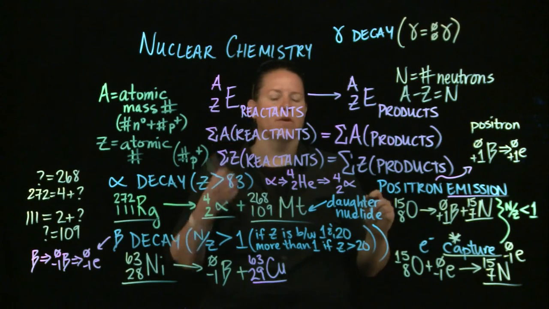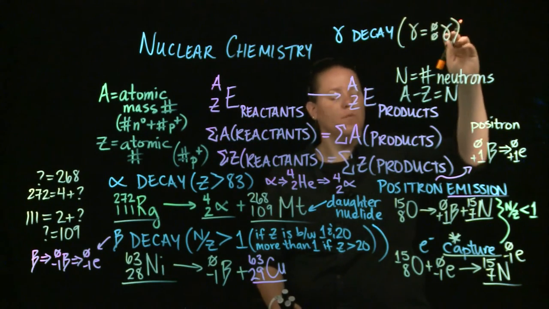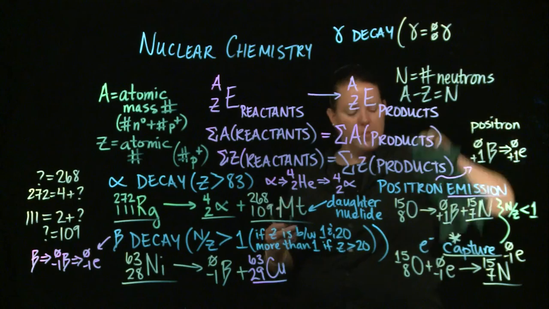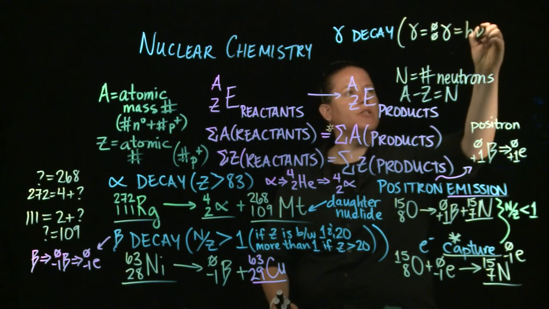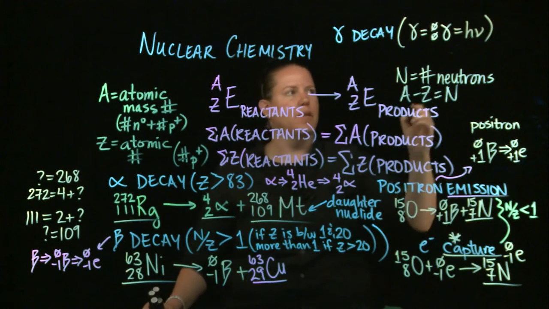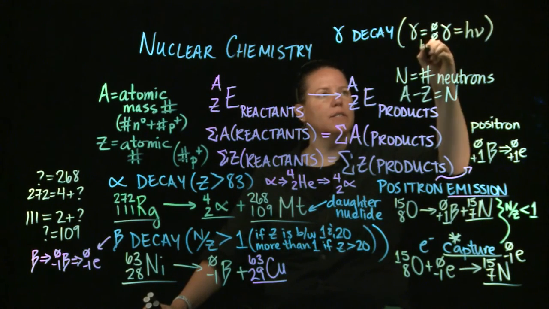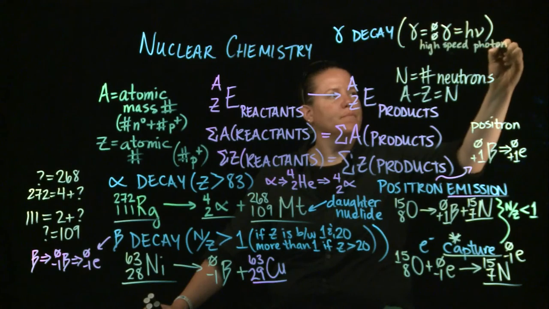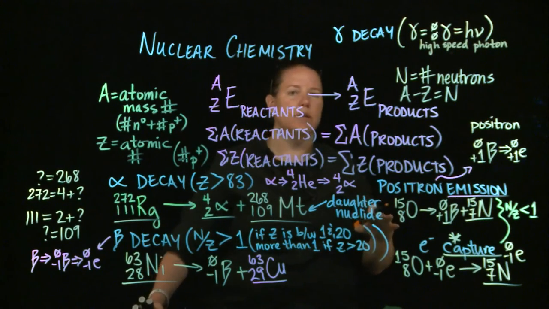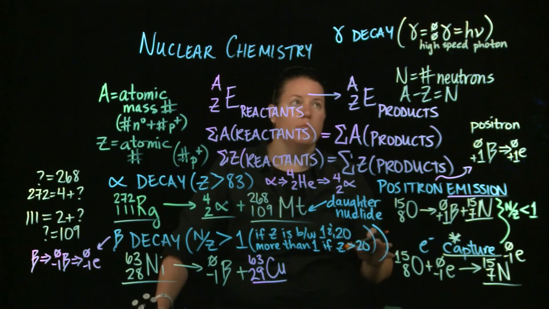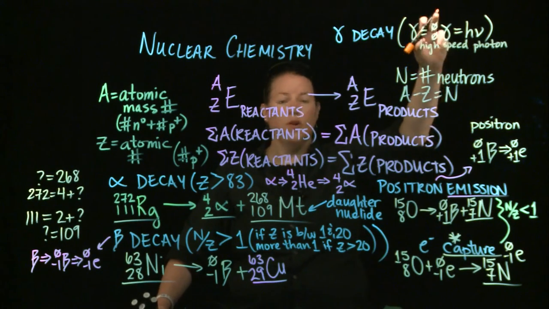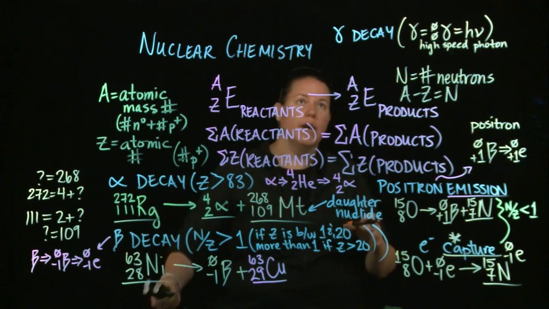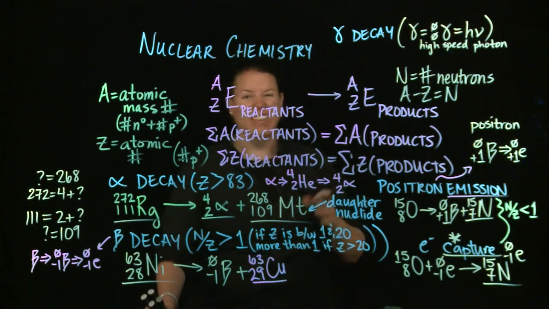Gamma particles, what are gamma particles? There's one more way that this is shown. It can be shown with an h nu. What is a gamma particle? A gamma particle is a high speed photon. It can also be considered just kind of energy. Because it has no charge and no weight, it essentially can penetrate by far the most from a nuclear reaction. And gamma radiation is what tends to kill people pretty well.